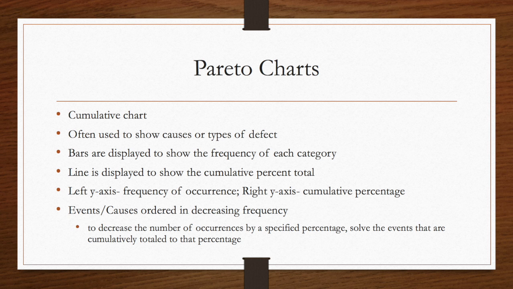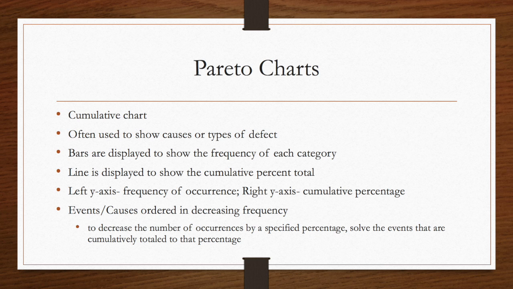A Pareto chart is a cumulative chart that is typically used to display the distribution of root causes of defects or the type of defects. The bars on the graph display the frequency or count of each category. The line stretching across the chart displays the cumulative percent total. On the left y-axis, the frequency of occurrence is displayed, and on the right y-axis, the percent total is displayed.